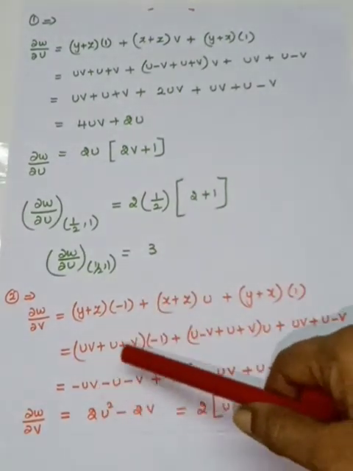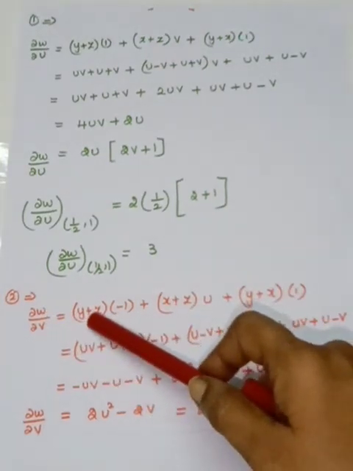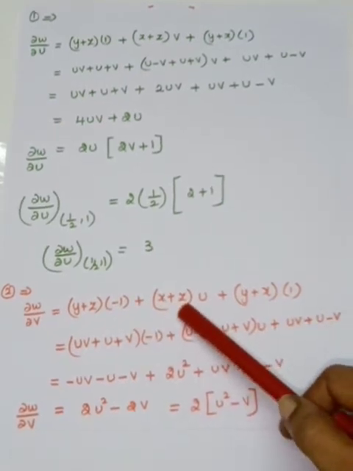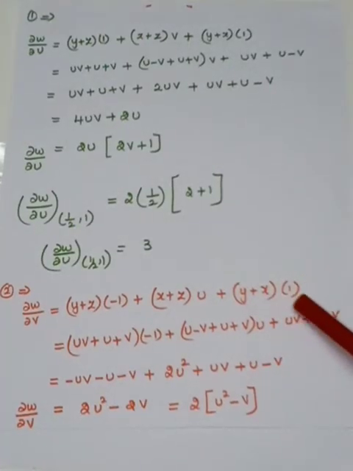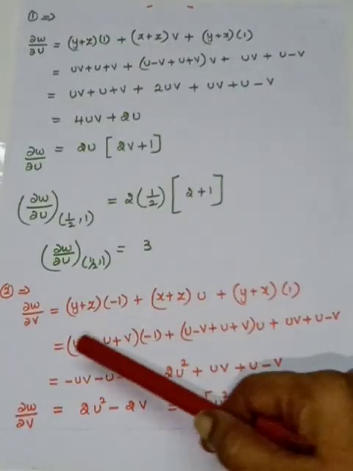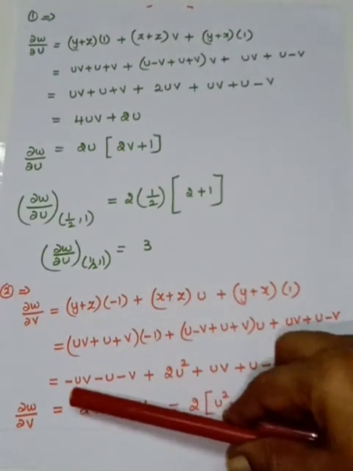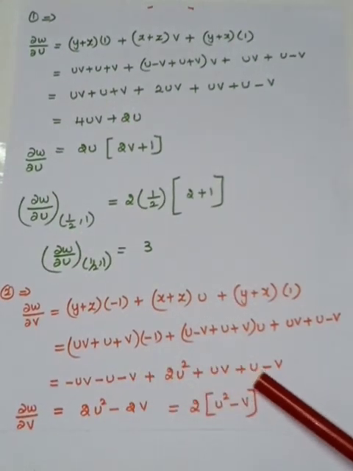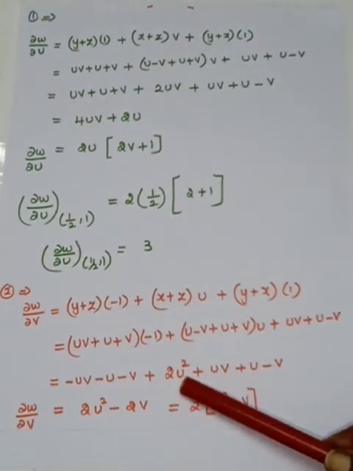In the same way, you have to substitute in the next formula. Dou w by dou v. So dou w by dou x into dou x by dou v plus dou w by dou y into dou y by dou v plus dou w by dou z into dou z by dou v. And y and z have to be substituted. So everything should be in what? U and v. And see the calculation. Minus uv plus uv getting cancelled. Minus u plus u getting cancelled. So minus v is minus 2v. Along with that you are having 2u square.